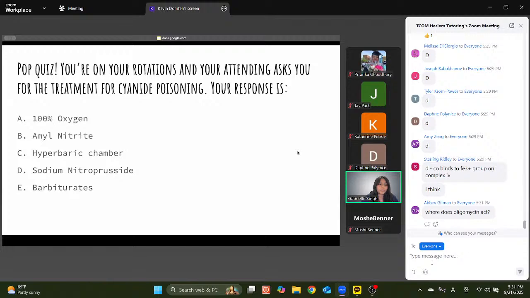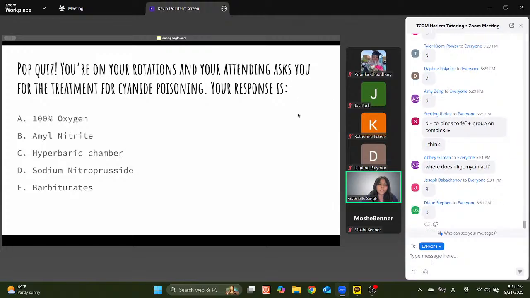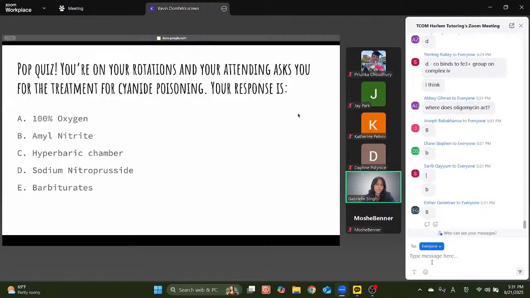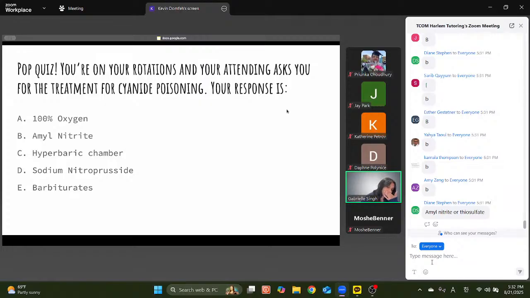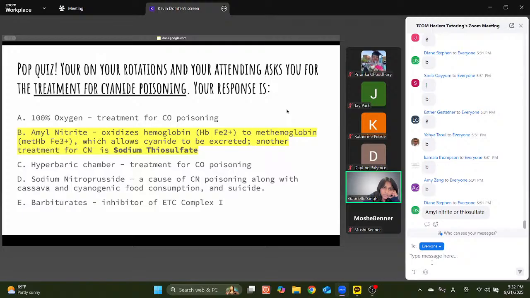Okay, oligomycin. Yes, okay, sorry. Oligomycin as an inhibitor of phosphorylation. Okay, good. Everyone's saying B. Yes, amyl nitrite or thiosulfate is correct.